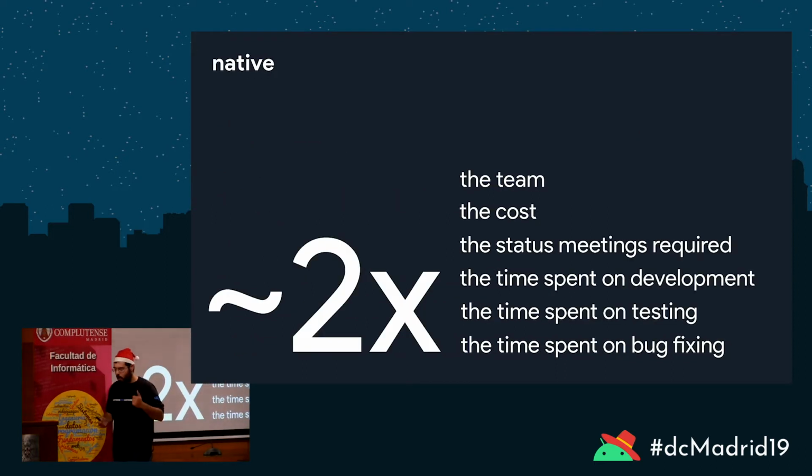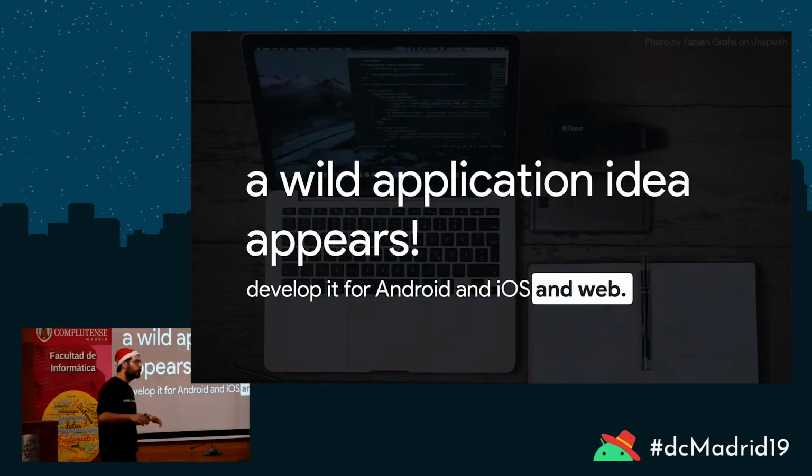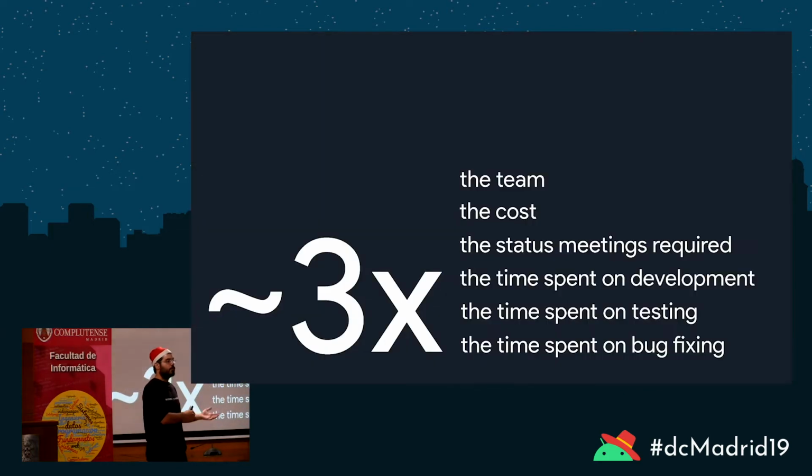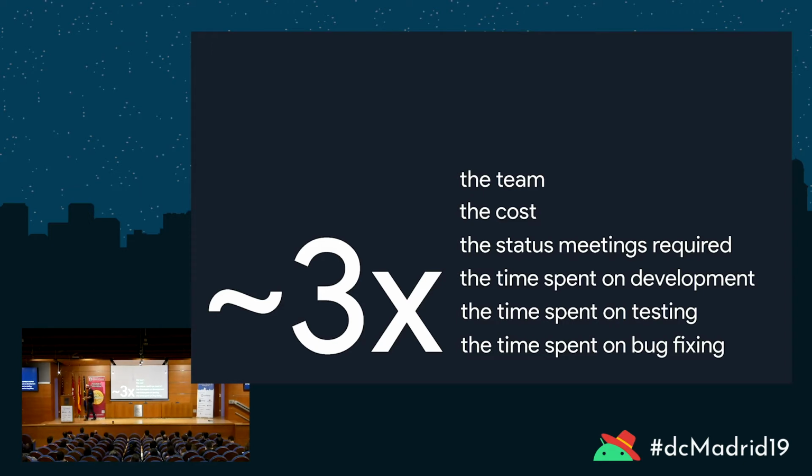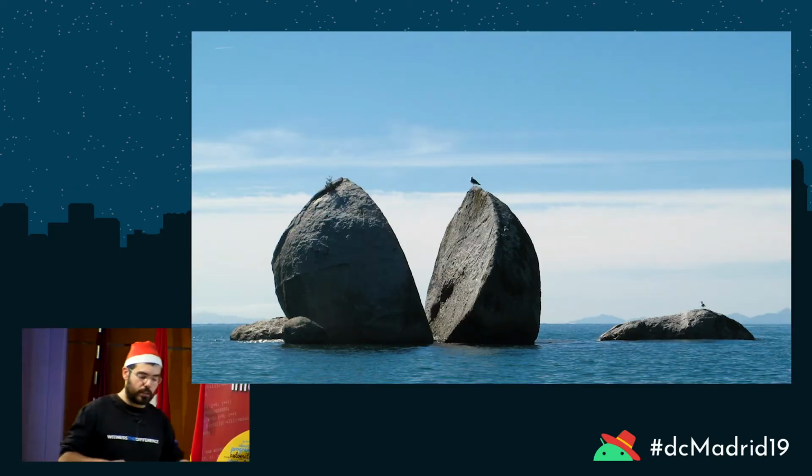So typically, we're going to have 2 times the team, 2 times the cost, the status meetings required, the time spent on development, testing, and then the time spent on bug fixing. And now let's imagine that we want to add web to this. We're going to need to have 3 times the cost of all of these points. 3 times the team, the cost, the status meetings, the time spent on development, bug fixing phase, and on testing. Okay? This is a lot nowadays. So what we want to do is to cut everything in half.